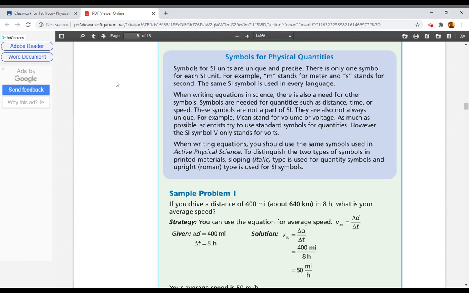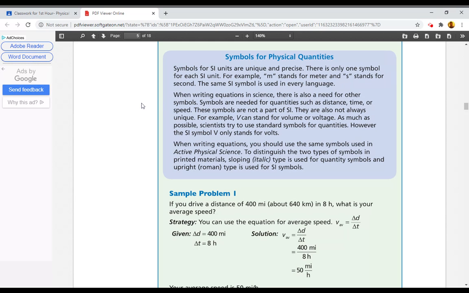Symbols for physical quantities. Symbols for standard units are unique and precise. There is only one symbol for each standard unit. For example, m stands for meter and s stands for second. The same standard symbol is used in every language.